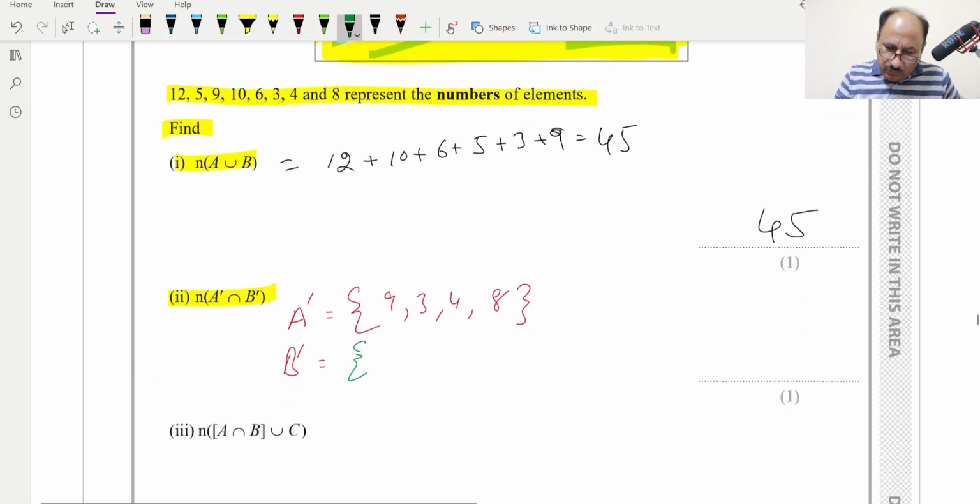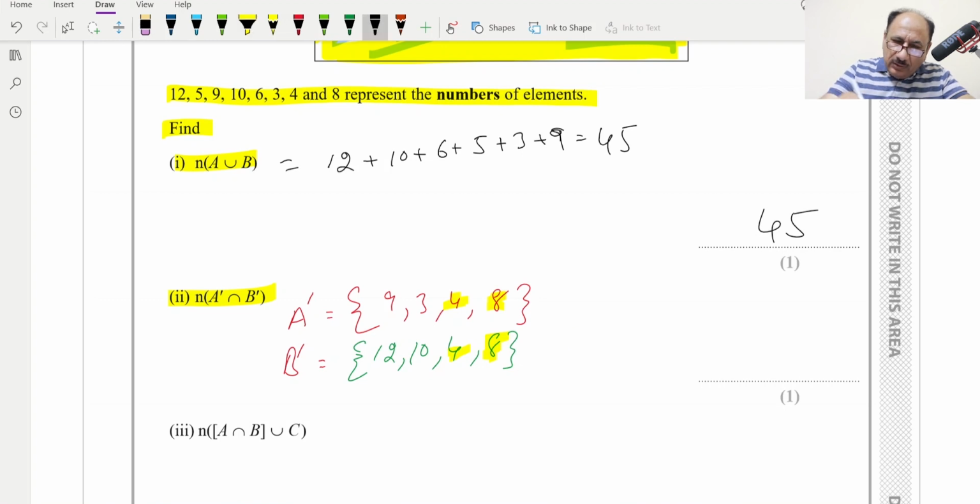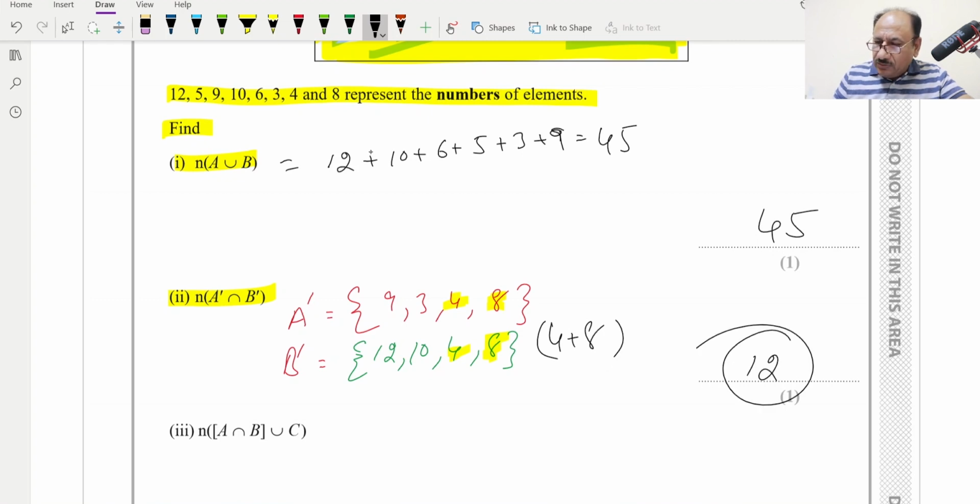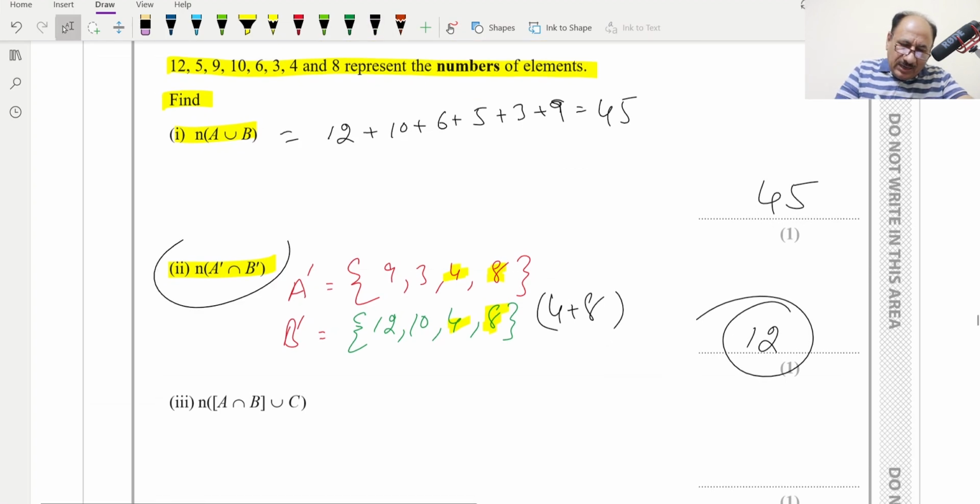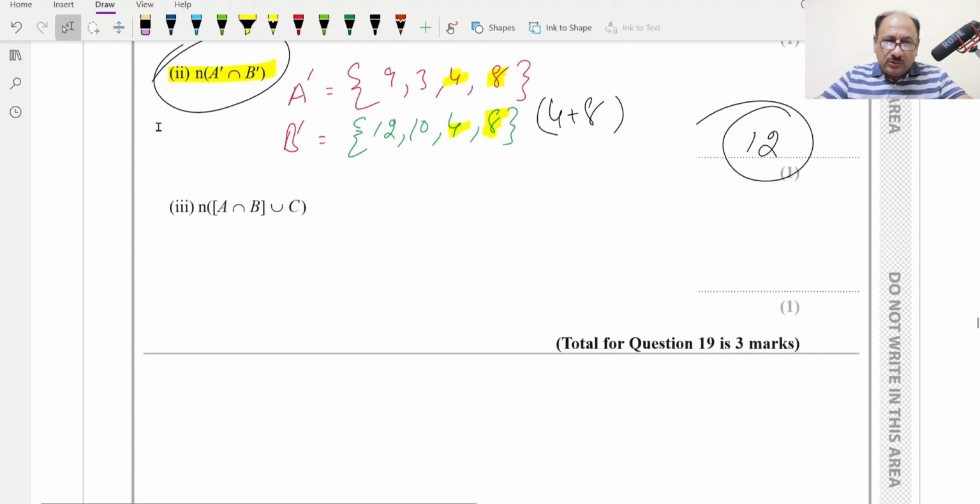So we can write over here 12, 10, 4 and 8, and now we have to check A complement intersection B complement. Common in both is 4 and 8. So these two are common in both, so 4 plus 8 will be 12. We can write over here 12 members will be there, because they are saying n of this, so we have to count members. Now next section is n of this one.